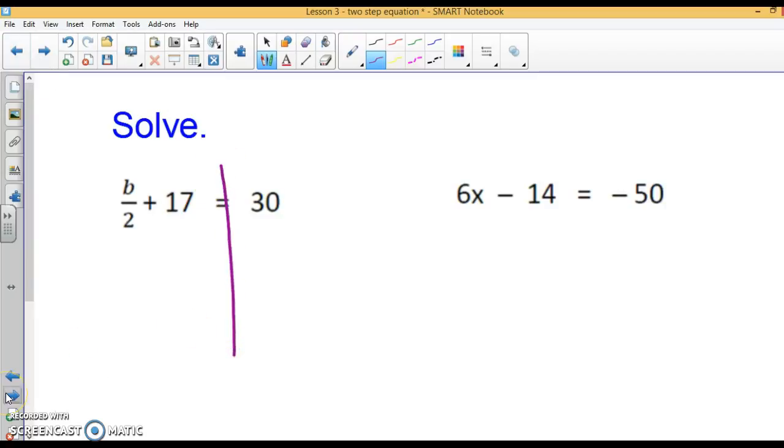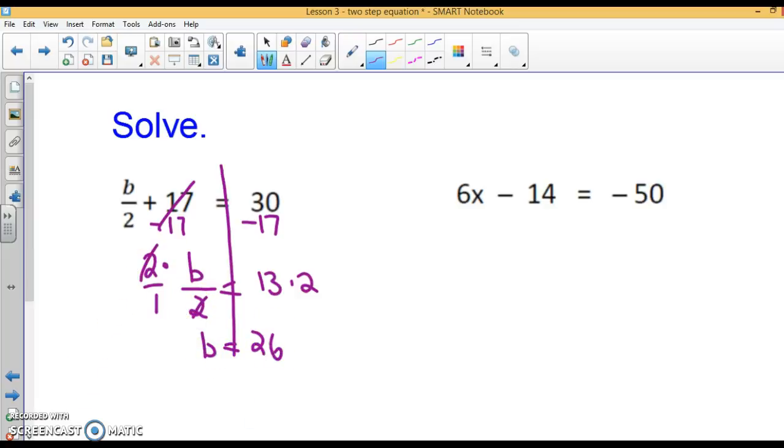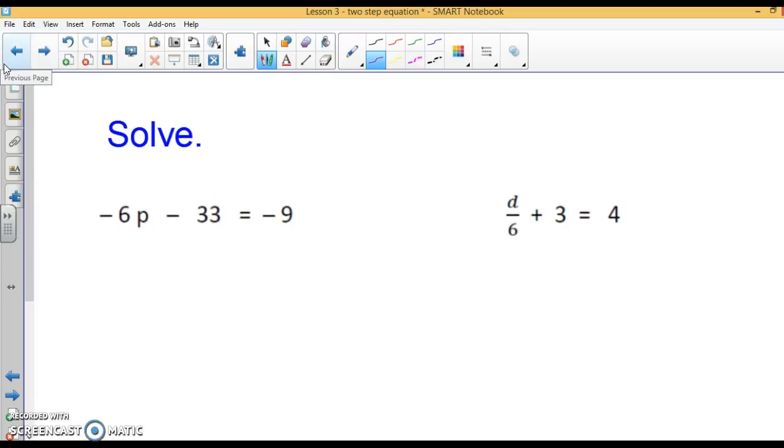Let's draw your line down the middle. We look on the left side because that's where the variable is. Which number is farthest from the variable? It's this plus 17. So that's the one that I want to move to the other side first. Subtract 17 from both sides. 17 minus 17 is 0. So on this side, I'm left with b over 2 equals 13. This is b divided by 2. What's the opposite of dividing by 2? Multiplying by 2. Notice I'm showing that up in the numerator because it's 2 over 1. 2 divided by 2 is 1, so I'm left with b equals 26. All right.